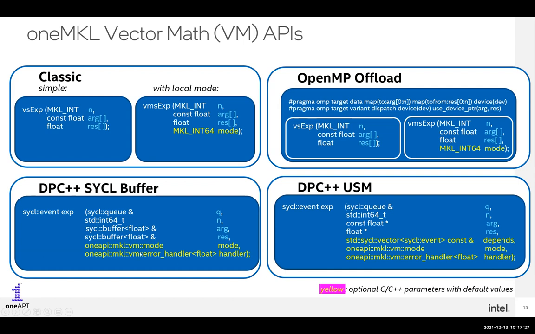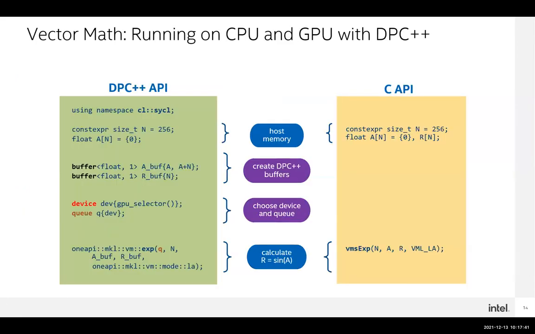The return value from the DPC++ API call is an event. So they do return an event, a SYCL event, which can be used for profiling or for dependency tracking. And we'll see some examples. The next slide shows a real example of programming with these APIs, corresponding to the left side of the previous slide.